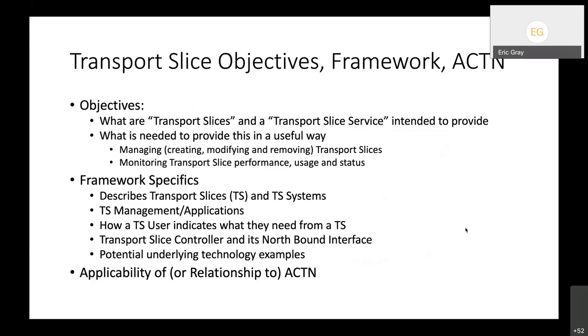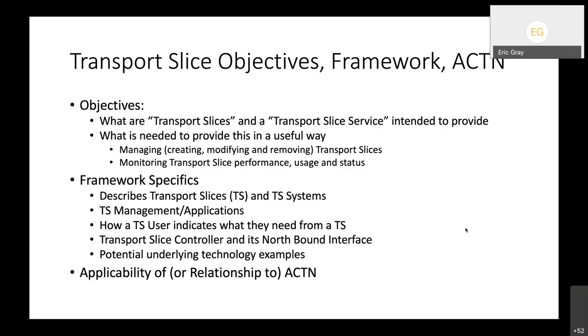So there's a section on objectives. There's a section on framework, even though it's the framework draft, and there's the section on applicability of ACTN. So the objectives are what the transport slices are and what a transport slice service is intended to provide. But what we need in the transport slice controller, for example, to make transport slices useful, and they are creating, modifying, and removing transport slices and monitoring the status and performance of transport slices. And that stuff is there.